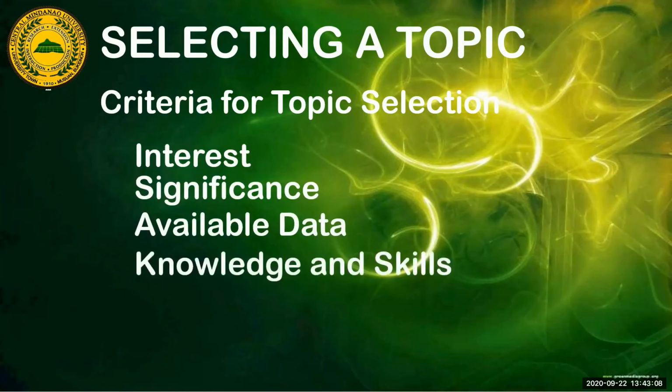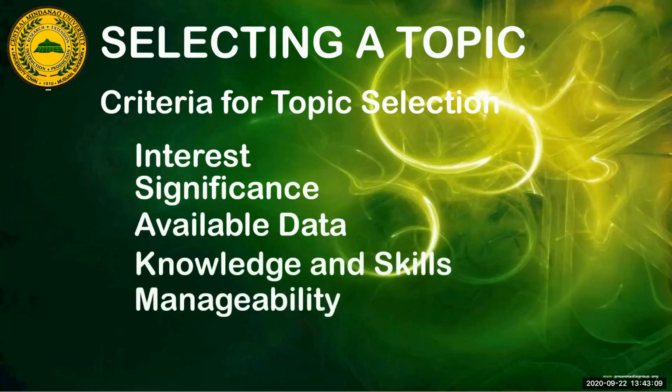Fourth one is knowledge and skills. As a researcher, you need to select a topic that is consistent with your ability and the things that you already know, because if you do something that is not within your knowledge and your ability, then it will be very hard for you to complete it.